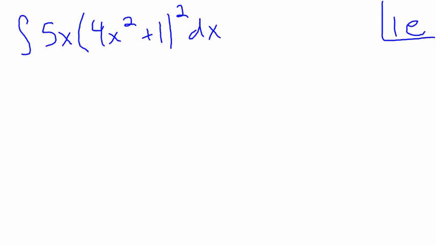One, I can't just multiply 5x into this thing because it's squared. So I would have to first square that out and get something with all the way up to x to the fourth and then multiply this in.